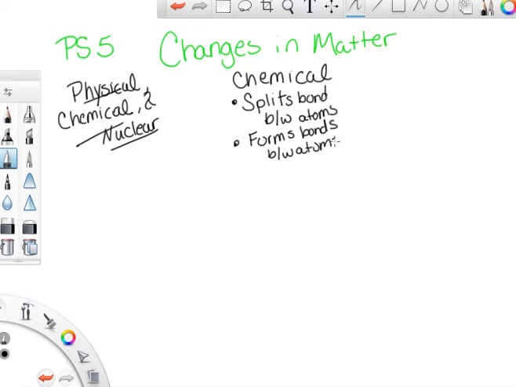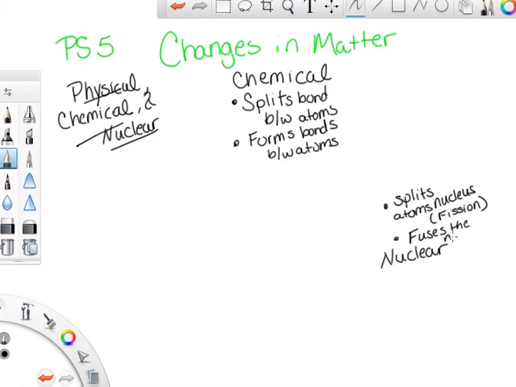Okay. So let's go down here. We're going to talk about nuclear. Okay. A nuclear change is when it splits the nucleus of atoms. If you have nuclear fission, just put fission over here, and it fuses atoms, fuses the nucleus, and that's fusion.